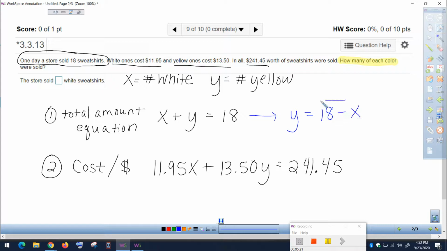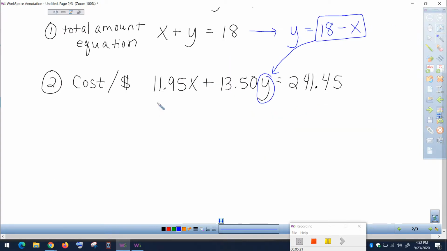So right here I can see that y is equal to 18 minus x, and so I'm going to plug that quantity in for y into the bottom equation. So I've got 11.95x plus 13.50 times the quantity 18 minus x. Make sure that 18 minus x goes in parentheses.